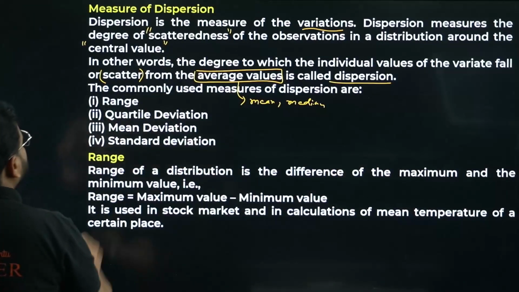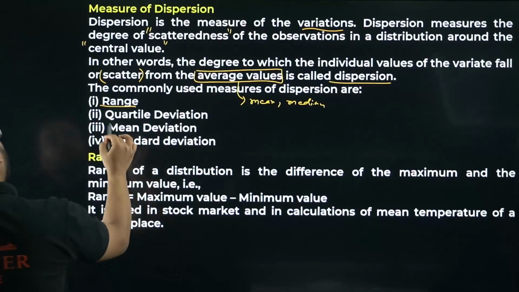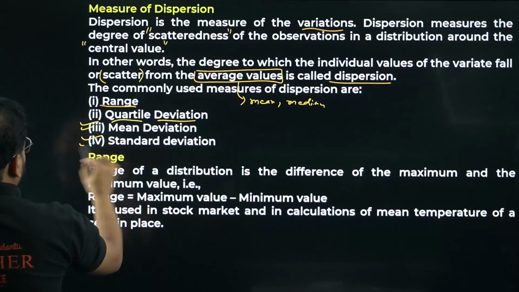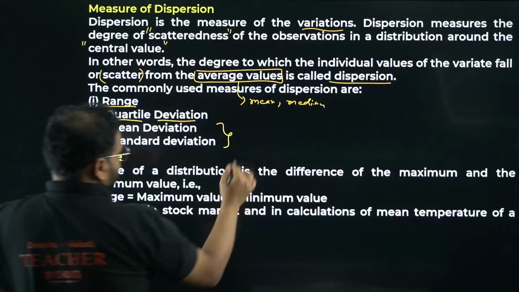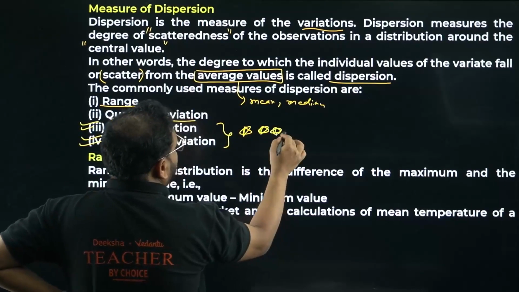We find it using this. So we have the measures of dispersion as range, quartile deviation, mean deviation, and standard deviation. This is the most important part from our syllabus point of view. Very important, please check.